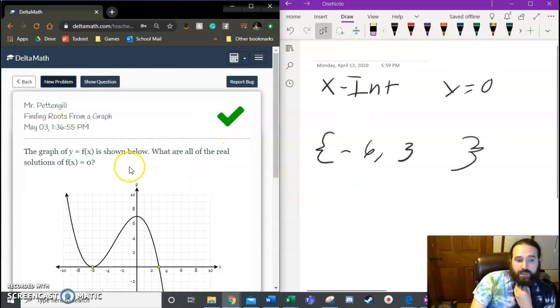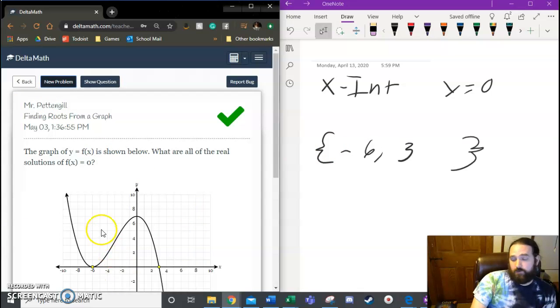Again, when we're looking at this, when they're saying the graph y equals f of x is shown below, what are all solutions when f of x equals 0? Because f of x is y, they're saying when y equals 0, what are all the answers? That's an x-intercept. That means we're looking for these x-intercepts.